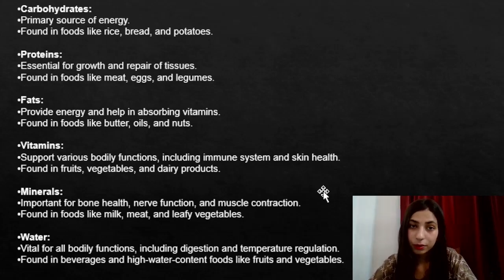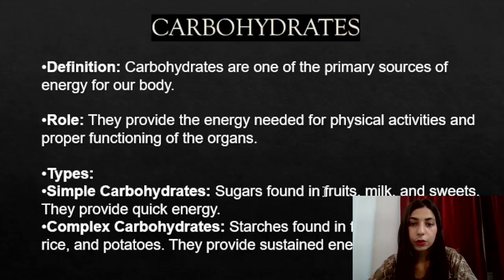At last comes water, which is the source of life, and it's extremely important. It performs various bodily functions, which include digestion and temperature regulation. It is found in beverages and high water content foods like fruits and vegetables. Okay, so let's learn about carbohydrates in detail. Carbohydrates are basically one of the primary sources of energy.